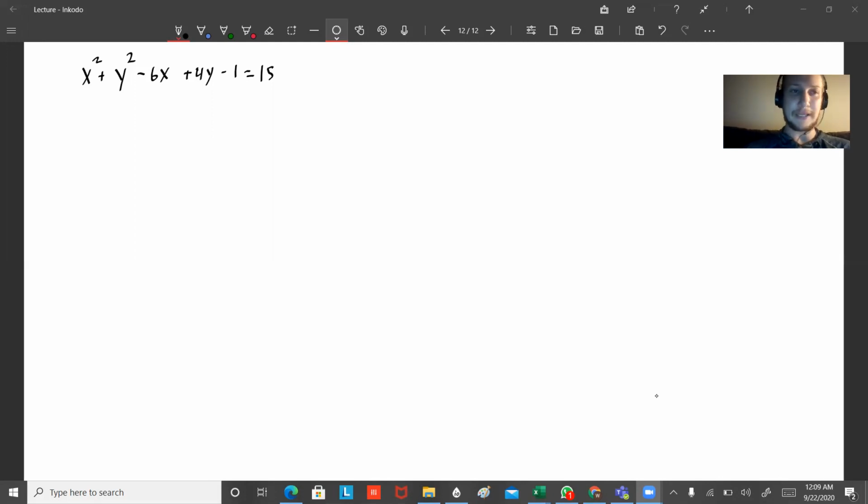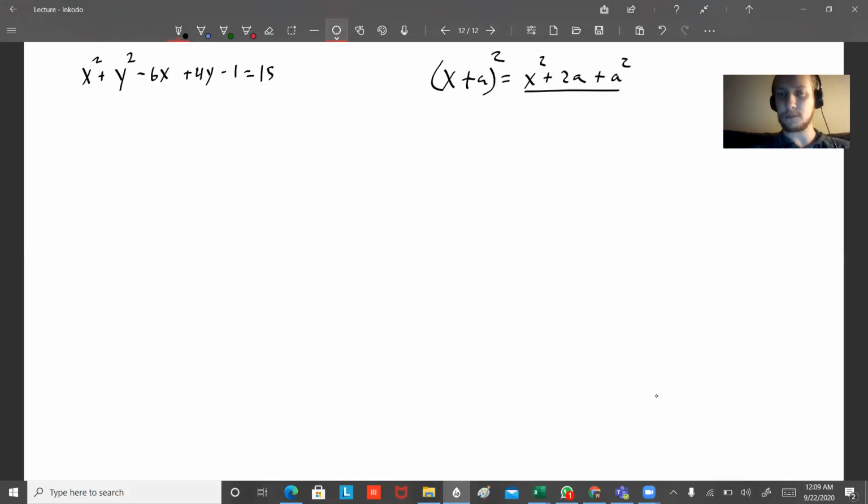So what we're going to do is something called completing the square. So if you remember, si yo tengo (x más a) cuadrado, es equivalente a x cuadrado más 2ax más a cuadrado. Entonces, si yo tengo una expresión algebraica con una variable al cuadrado, 2ax, y un término lineal, la mitad del coeficiente es equivalente a la raíz cuadrada del término constante, y la expresión es equivalente a un término lineal al cuadrado.